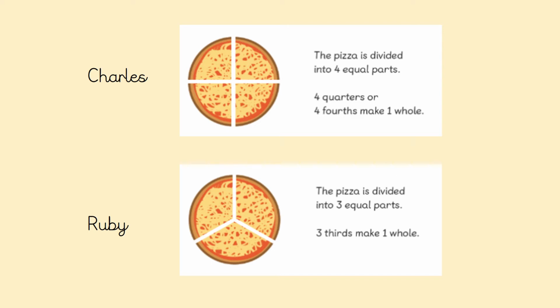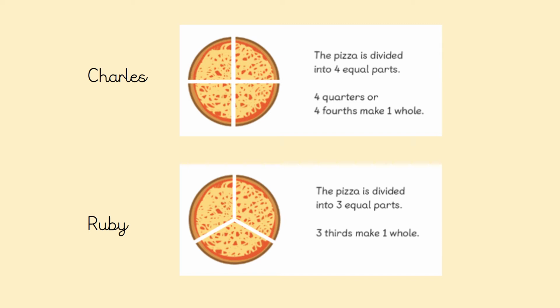Ruby's pizza was divided into 3 equal parts. So there was 1 vertical line and 2 diagonal lines. So she ate 1/3, then 1/3, then 1/3, 3/3 to make up 1 whole. But that's not all the story.